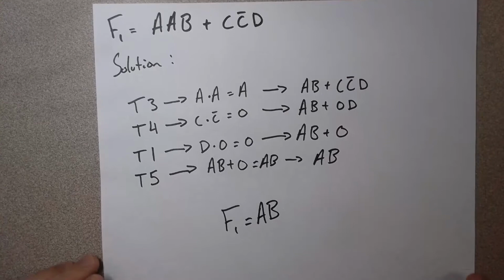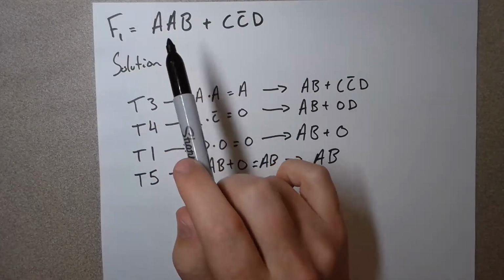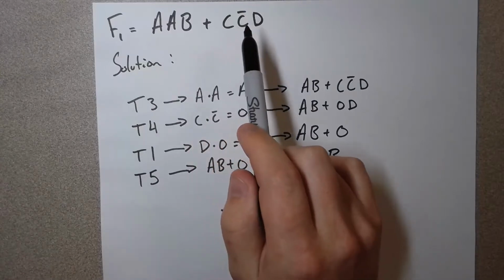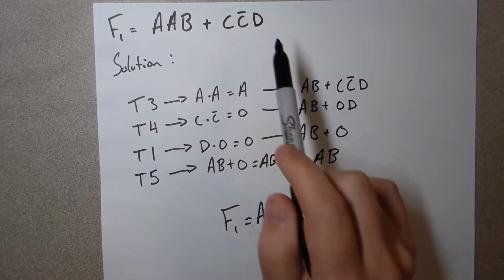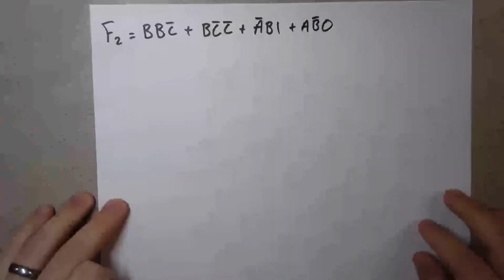So we're able to use some of our theorems here. We took F1 is equal to A and B, or C and not C and D, and we simplified that down to F1 equals A and B. Okay, so we're able to get rid of C completely and D completely, and we just get A and B. Alright, I've got one more example for you guys for this section here. It's a bit of a longer one here.